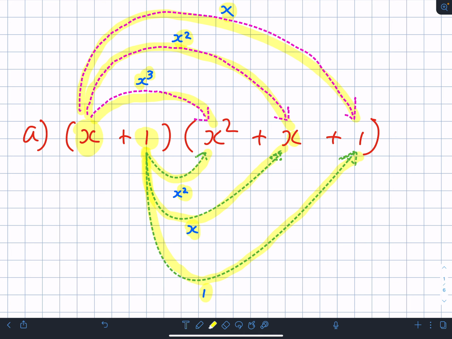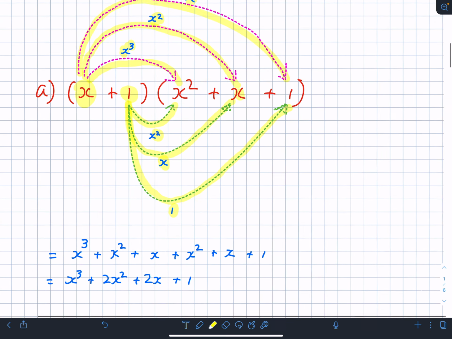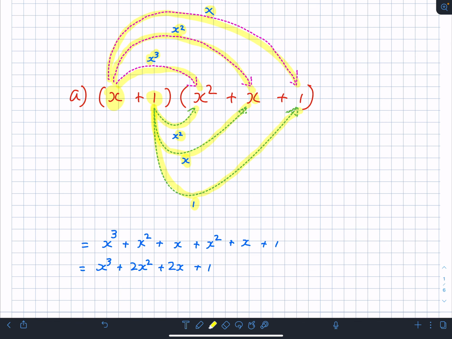So firstly we multiply to expand, and adding all of those up gives us x to the power of 3 plus x squared plus x squared plus x plus 1. So we've expanded. That's the first step. And then the second step is for us to simplify. To simplify, we want to collect like terms.